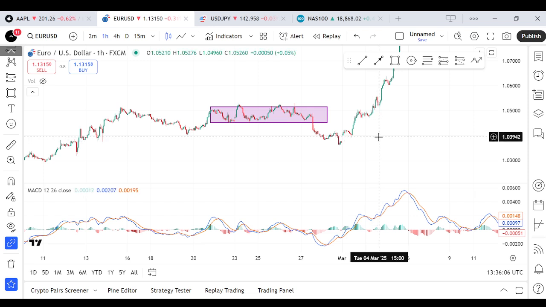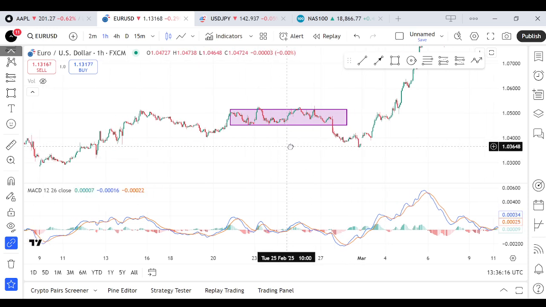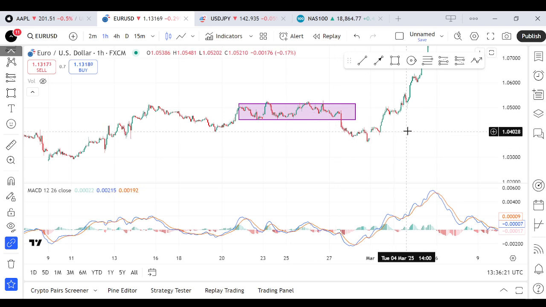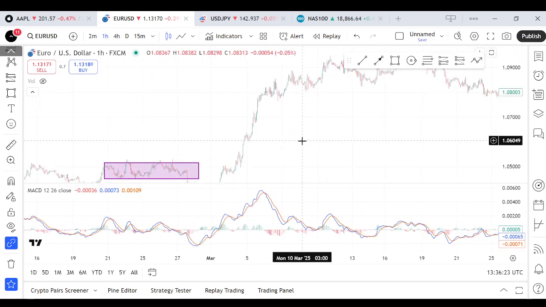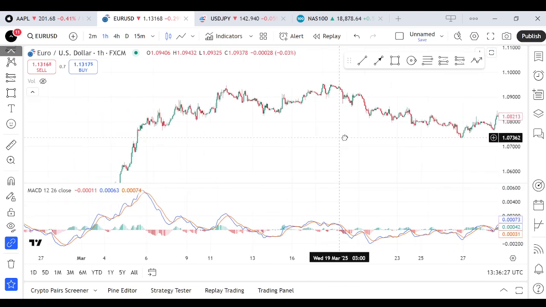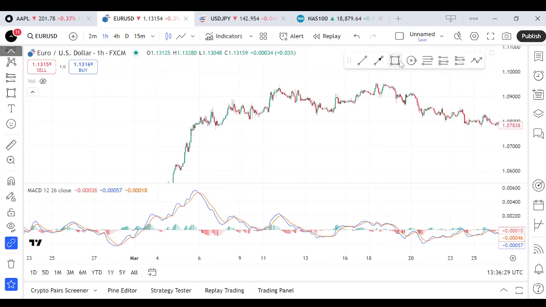Normally, the key components of MACD in range trading: the MACD line, which is the core of the indicator, shows momentum shifts based on moving averages, and I've explained the components. Let's talk about strategy. The first step is to identify a clear trading range. We have one here. We look for another one. Okay, we have another clear trading range around here.